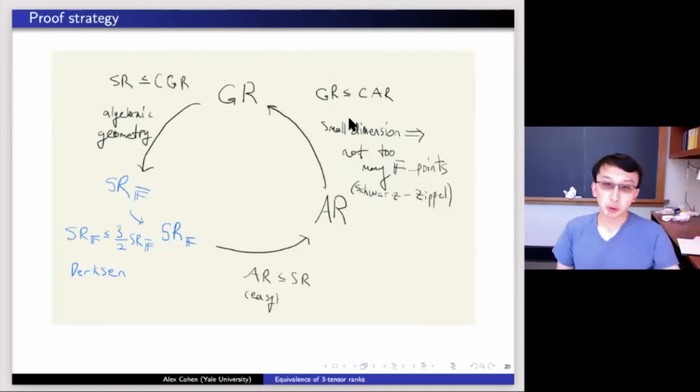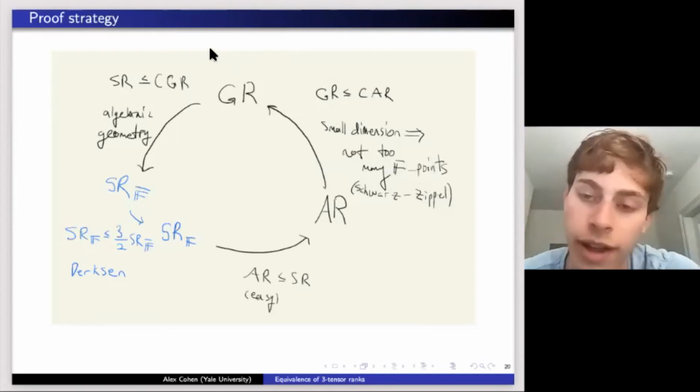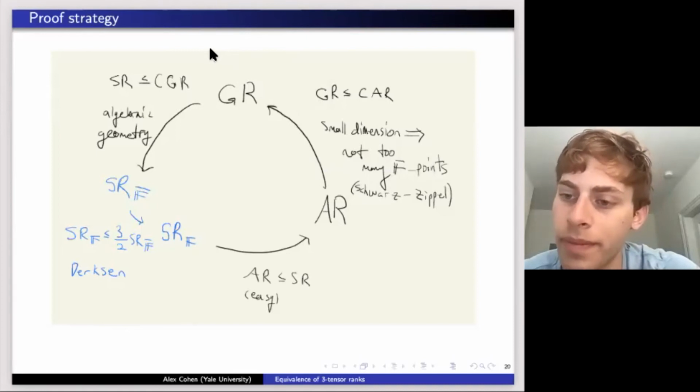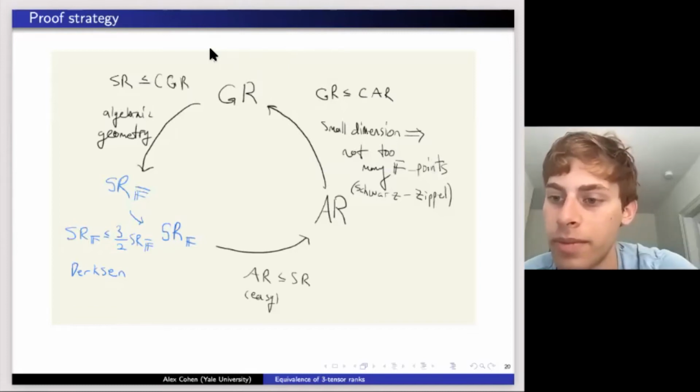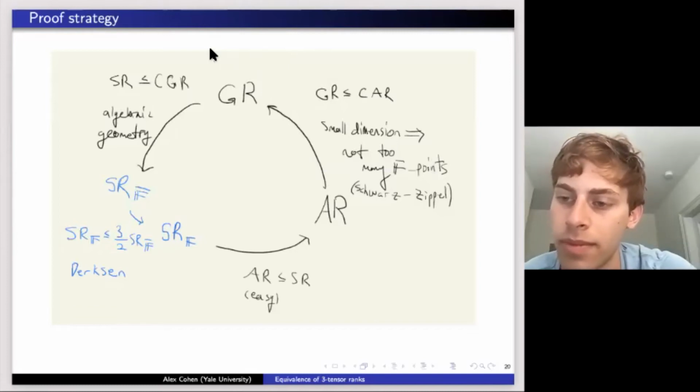Where does the F2 restriction come up? So that comes up in Schwartz-Zippel. The 2 there is because the polynomials have degree 2. The bilinear maps.